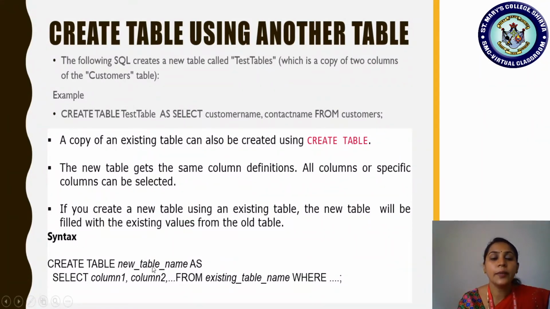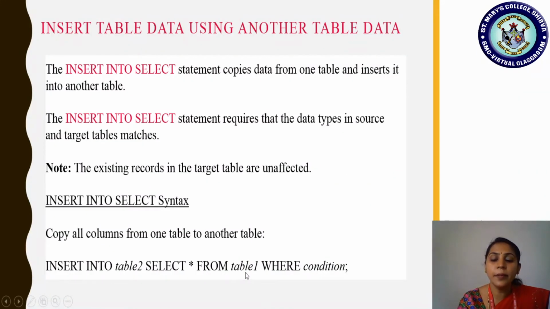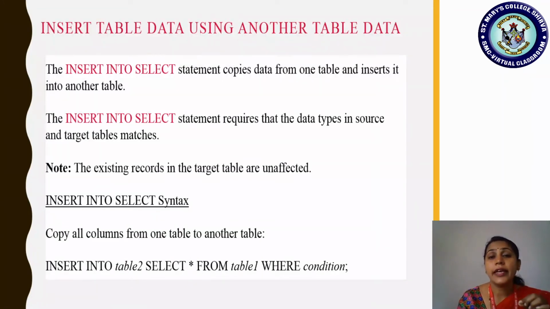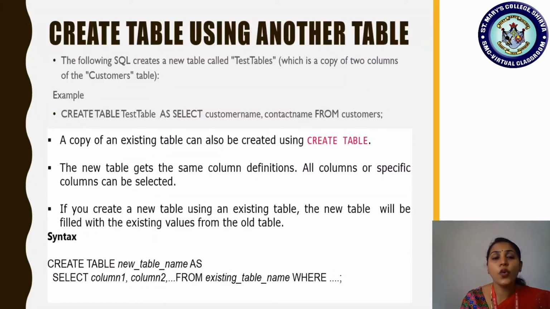Now follow the syntax here. Create table, the new table name, then the keyword as, followed by select. How many columns you want to select from the old table or already existing table, you mention with the help of column 1, column 2, like that. From what? The old table name, that is, the existing table name. And if you are very particular to select the exact rows in that already existing table, then we can go for which condition? Where condition.